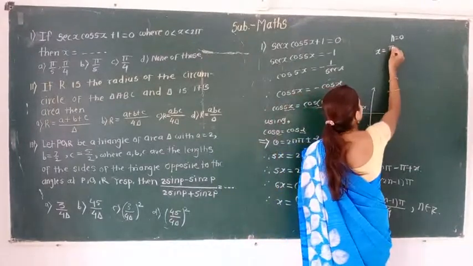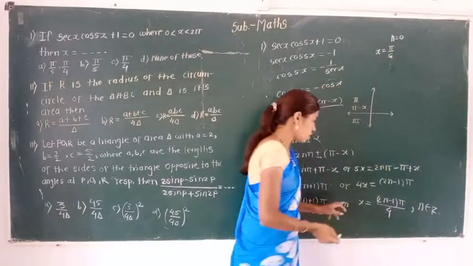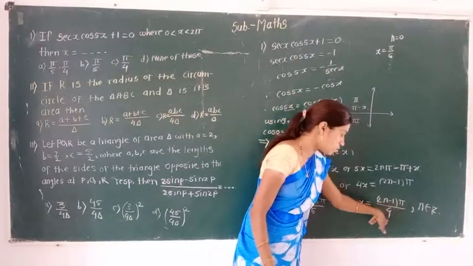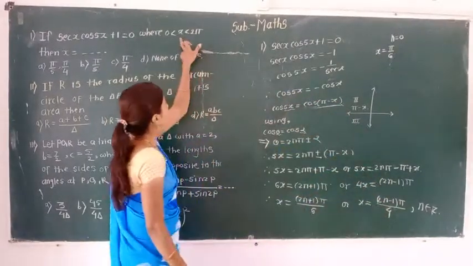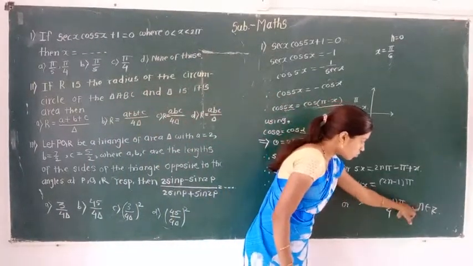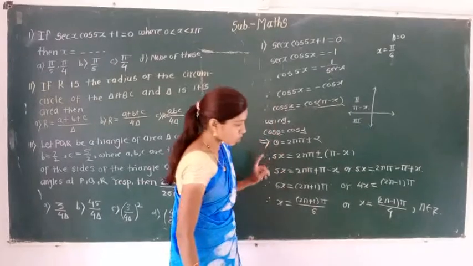The value of x is pi by 6. In that case, when we put the value of n as 0, we get the value minus pi by 4, and minus pi by 4 is not included in this interval. Okay, now take a different value of n, here 1.